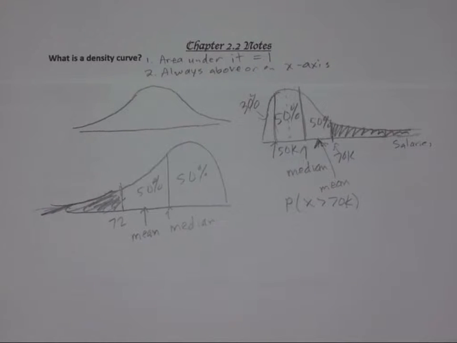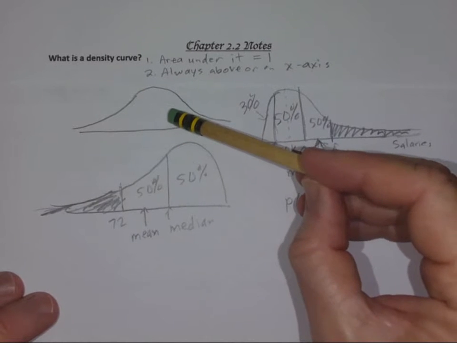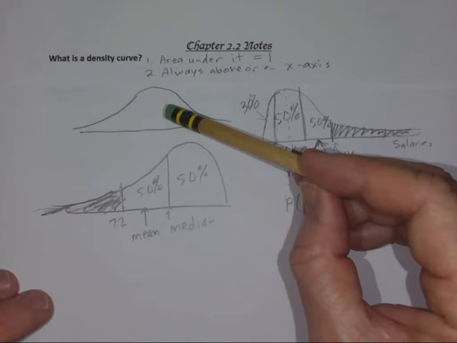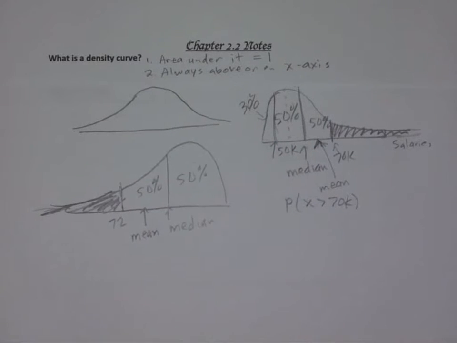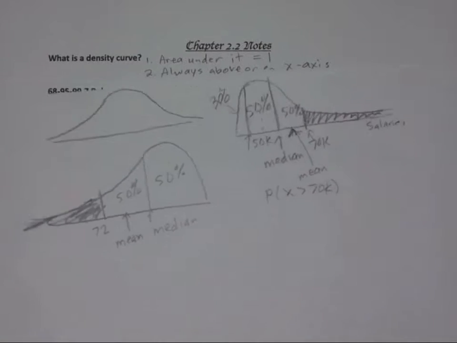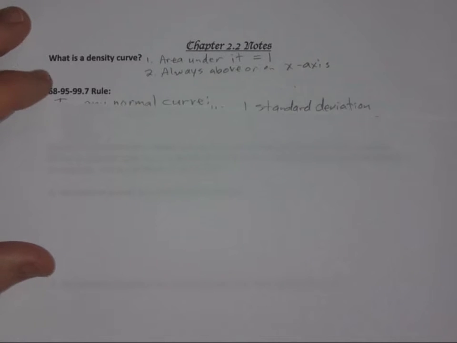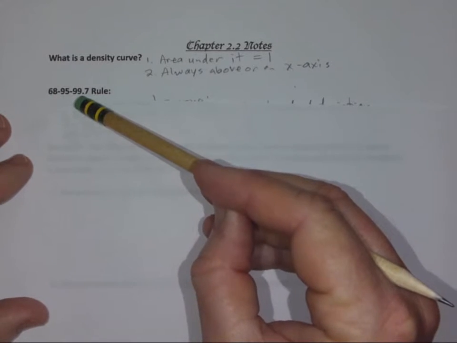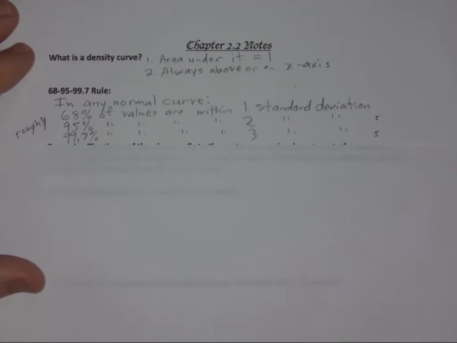But the main deal in this section deals with what we call a normal curve. All right, a normal curve. The rest of this section is going to be finding values with this normal model, the normal curve. The first thing in regards to the normal curve is what we call the 68, 95, 99.7 rule. We used to call this the empirical rule, and it's an important rule for you to know.